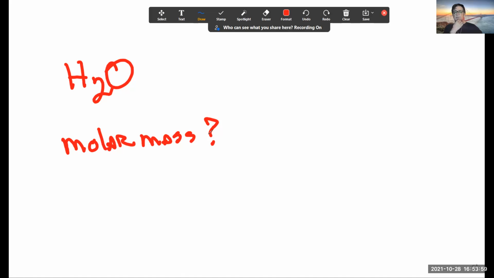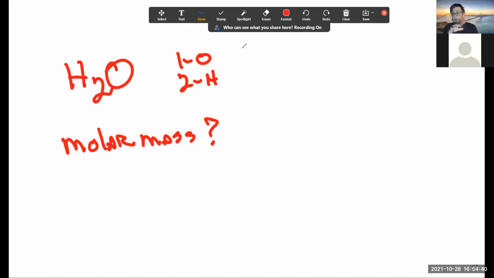Remember how we did the molar mass for barium hydroxide? We first wrote the formula, that's correct, but then what do we do after that? Didn't we have to add the atomic mass of all the atoms that are in the molecule? First, we have to identify how many of each we have, right? So we have 1 oxygen and we have 2 hydrogens.